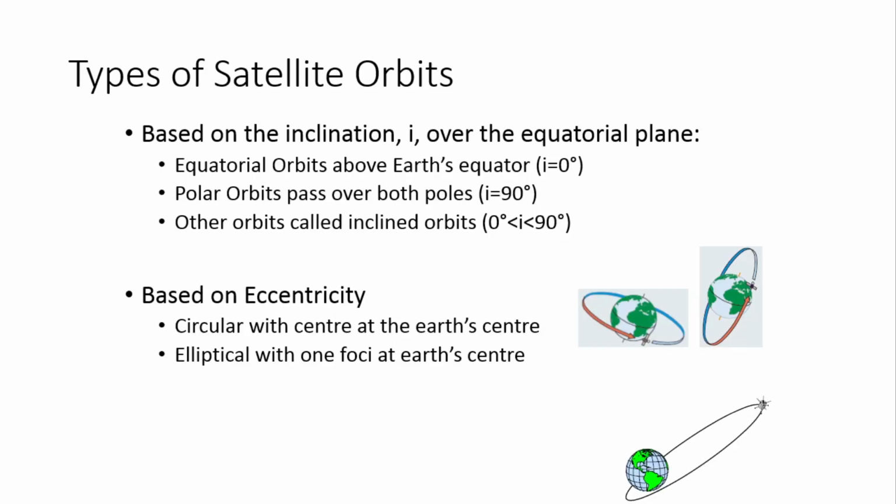Types of satellite orbits. Based on the inclination I over the equatorial plane, equatorial orbit is above the earth equator, that is I is equal to 0 degree. Polar orbit passes over both the poles, I is equal to 90 degree. Other orbits are called inclined orbits, I greater than 0 degree and less than 90 degree. Based on eccentricity, circular with center at the earth center, elliptical with one focus at earth center.